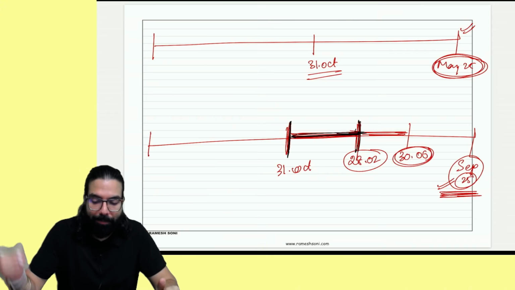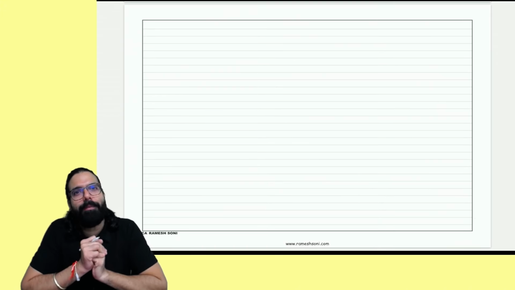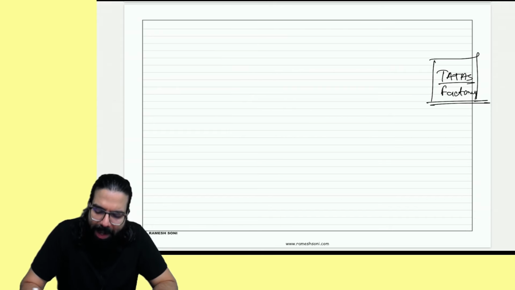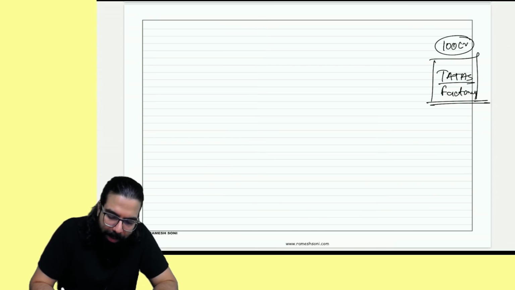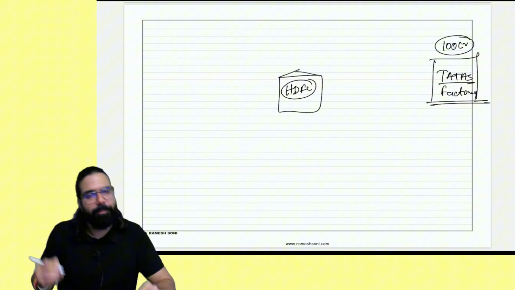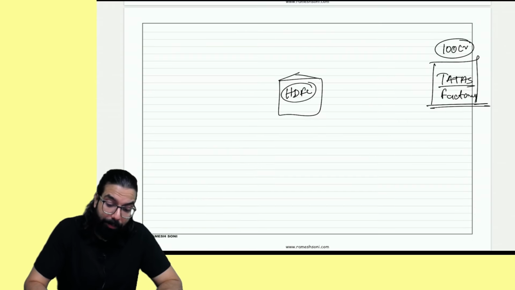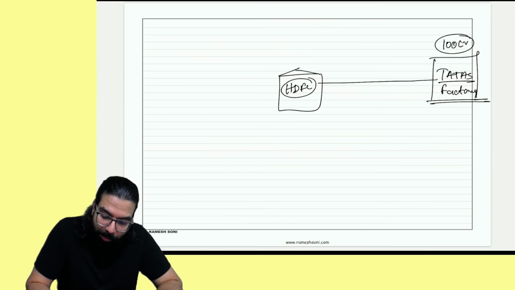Let's take an example. Tatas have a lot of factories. Tata has a factory and Tata went ahead and told them, for my factory I want insurance for 100 crore rupees. They came to an insurance company, for example HDFC Insurance. They asked, can you do the insurance of our factory for 100 crore? HDFC said, okay, I will go ahead and do the insurance.